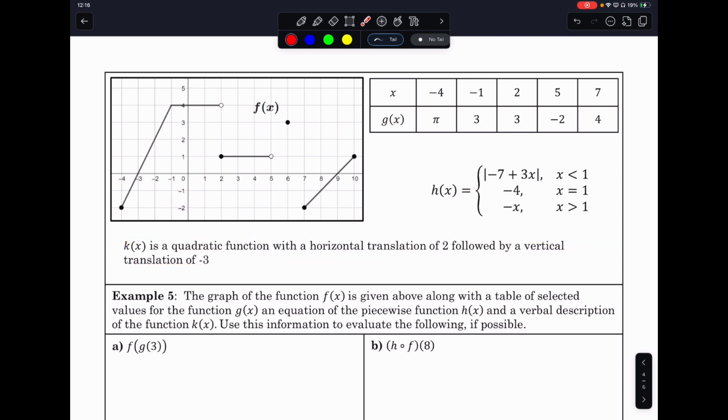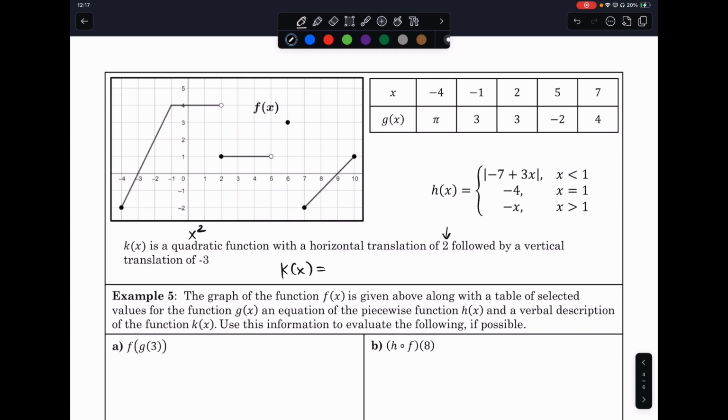So let's start with writing the equation for k. k of x is a quadratic function. That means k of x equals x to the second power. That's what quadratic means, x to the second power. Now it's going to have a horizontal translation of 2 units, followed by a vertical translation of -3. So the equation for k of x is going to be the following.